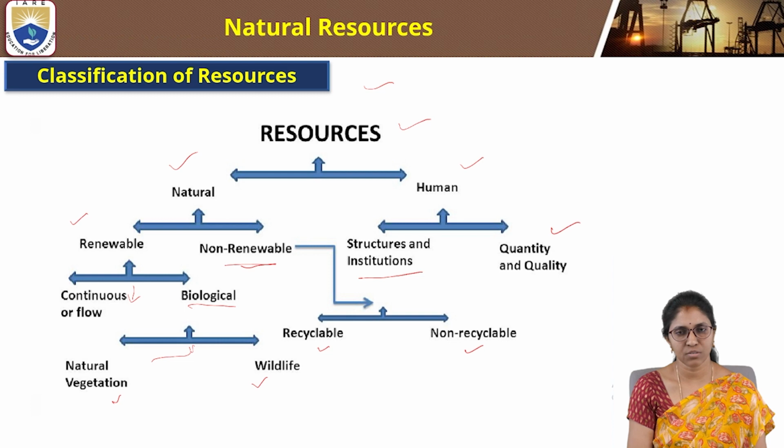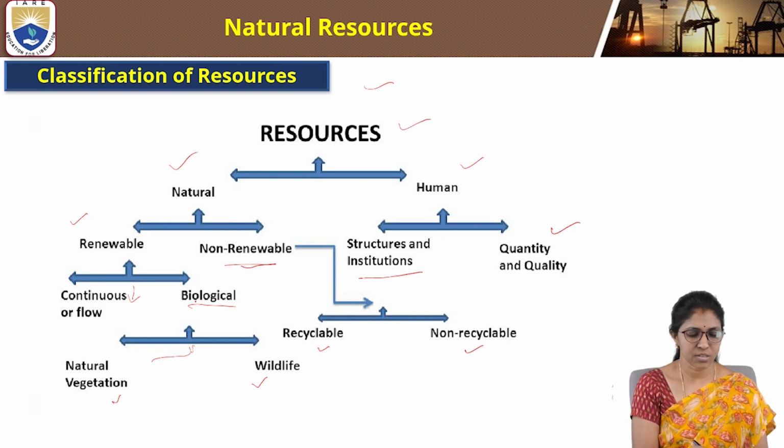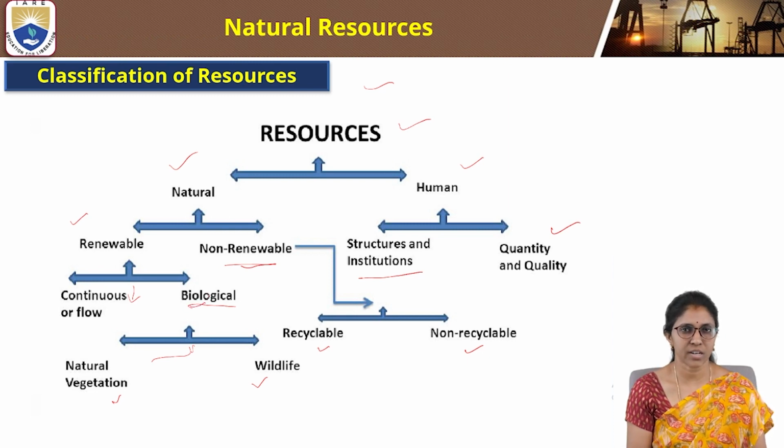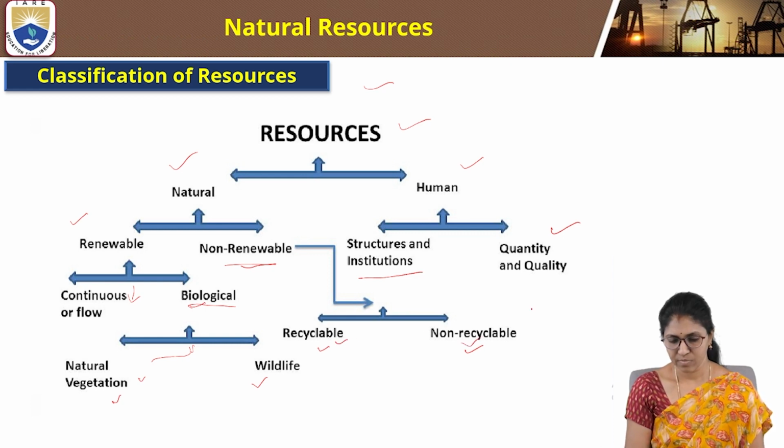So resources are of two types: natural and human resources. Natural resources are again divided into renewable and non-renewable. Renewable resources include biological resources and continuous resources. Biological resources are natural vegetation and wildlife, whereas non-renewable resources are recyclable and non-recyclable.